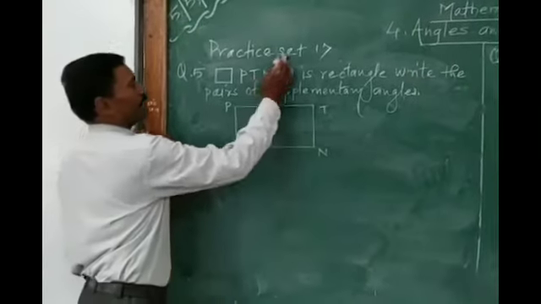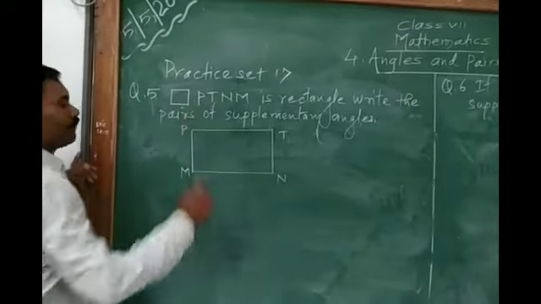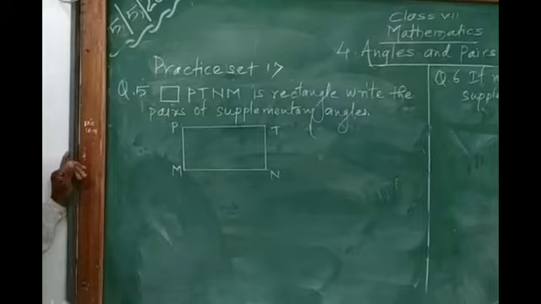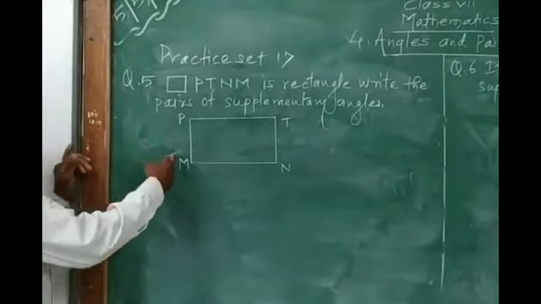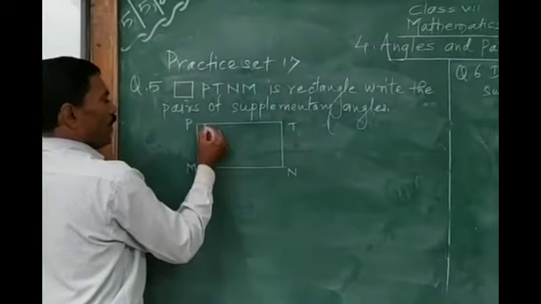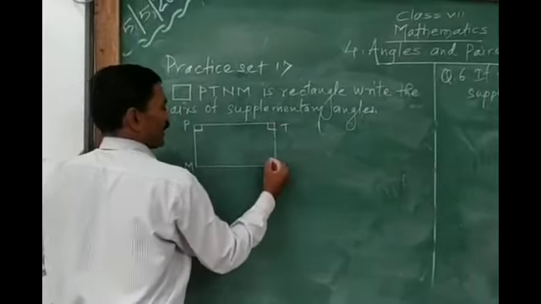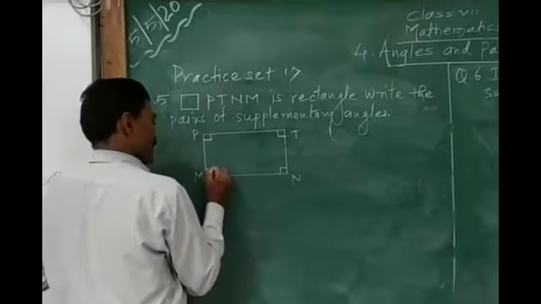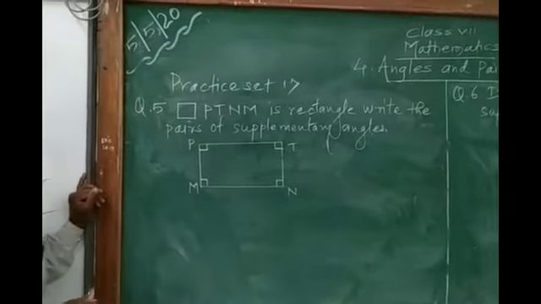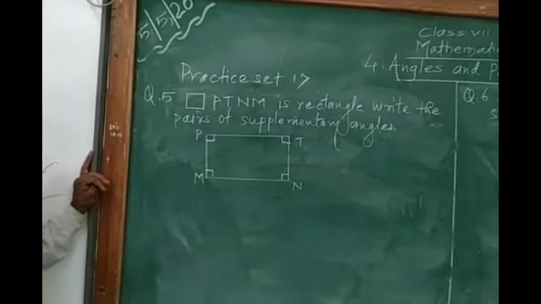In practice set 17, fifth question. Quadrilateral PTNM is a rectangle. Write the pairs of supplementary angles. PTNM is a rectangle. You know all angles of a rectangle are a right angle. That is, the measure of each angle is 90 degree. Now, supplementary means what? Sum of two angles is 180 degree.